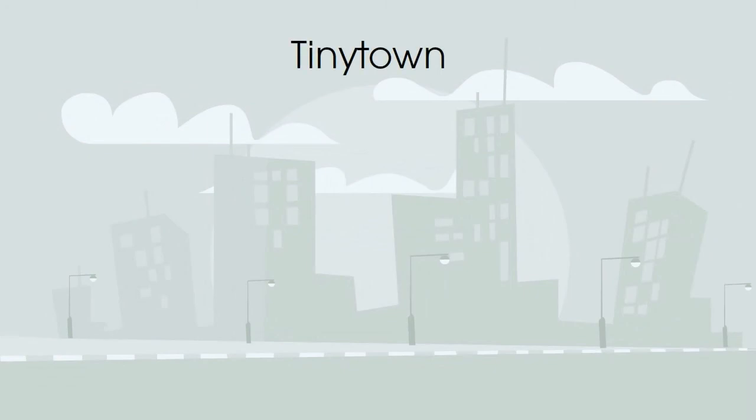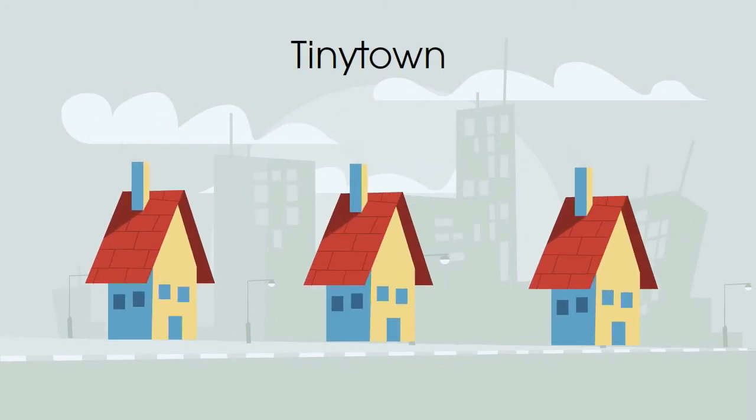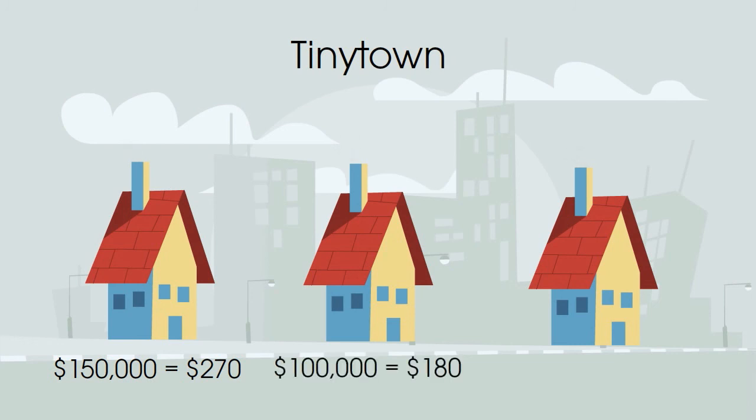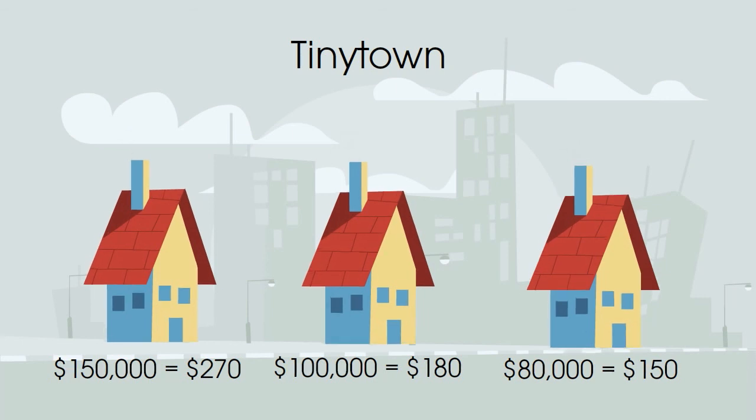This means that the first property owner, whose value went up, will pay $270. The homeowner, whose value stays the same at $100,000, will pay $180. And the homeowner, whose assessed value declined, will pay $150.